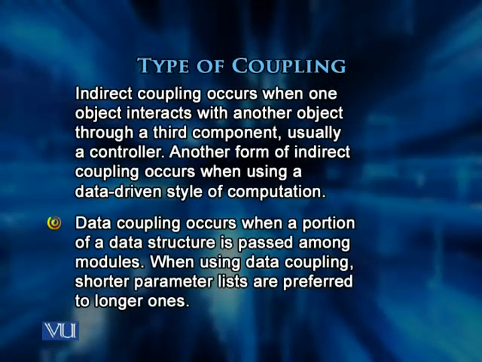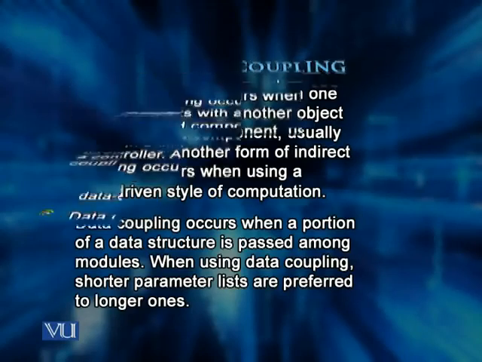Data coupling occurs, that's the second type of coupling, when a portion of data structure is passed among modules. When using data coupling, shorter parameter lists are preferred to long parameter lists. This is not indirect coupling. This is direct coupling. We have one component or one element or one module communicating with another module, and we are passing data.